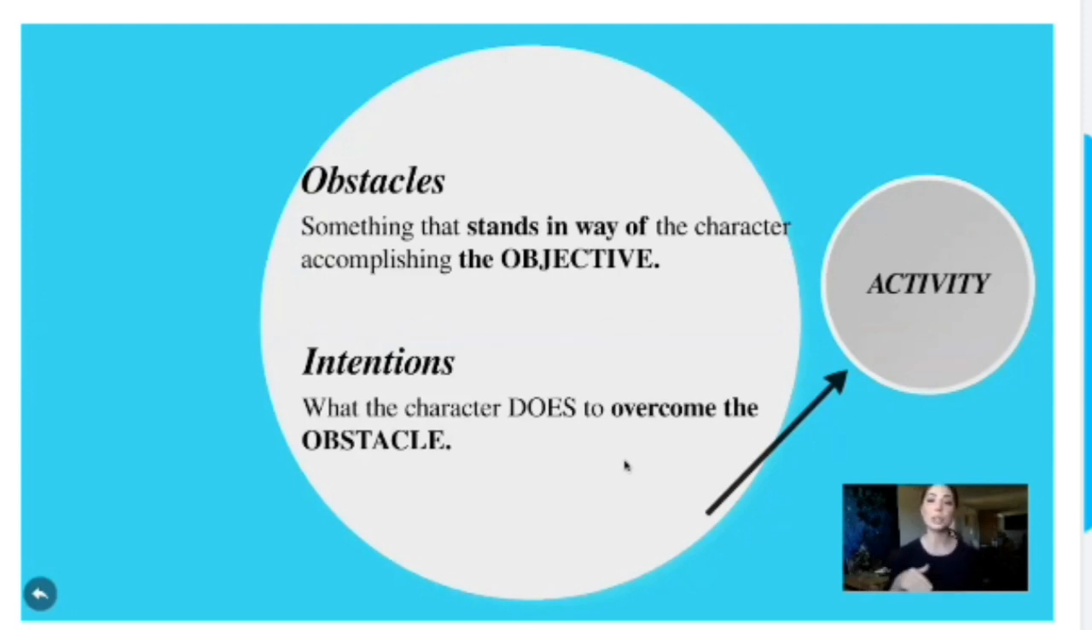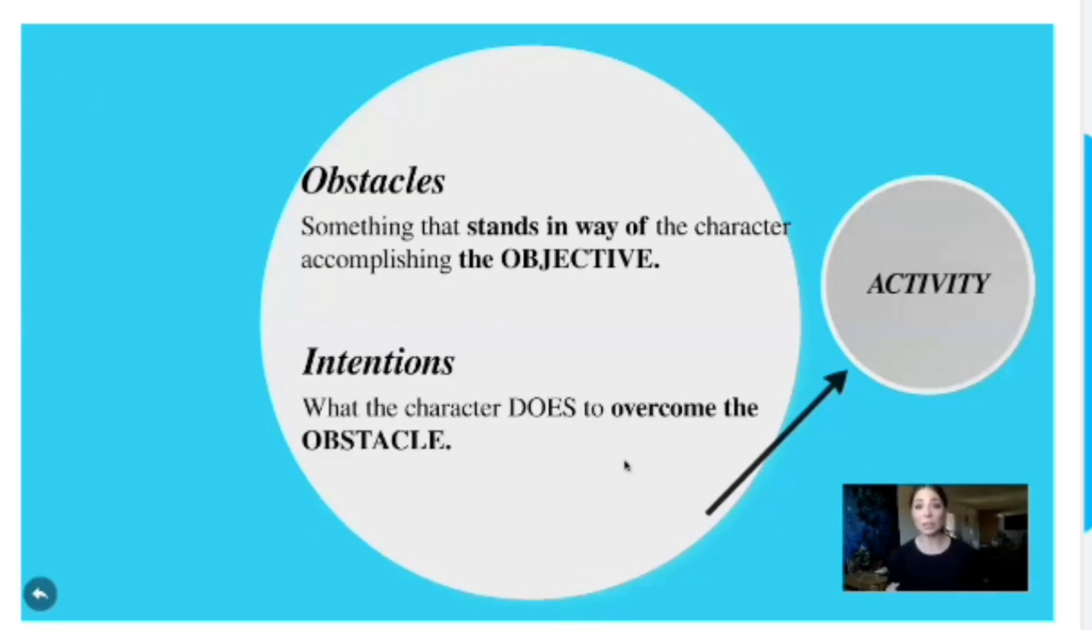Now, intentions. What the character does to overcome the obstacle. There are so many ways that a character can overcome an obstacle. If you have sides or just a small portion of the script, you may not know later on how they overcome that particular psychological obstacle. That is one of the difficult things about sides.